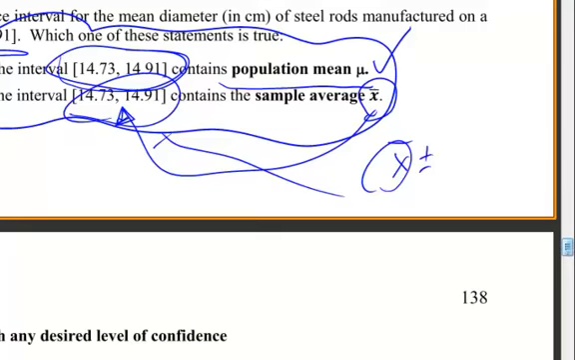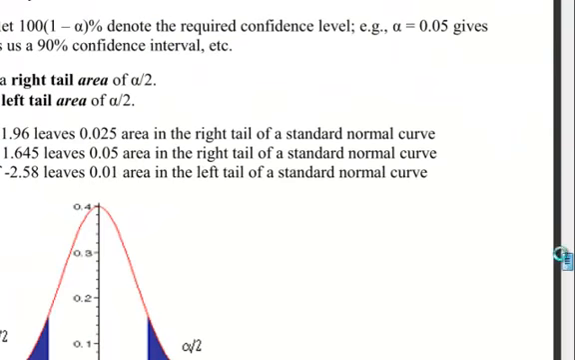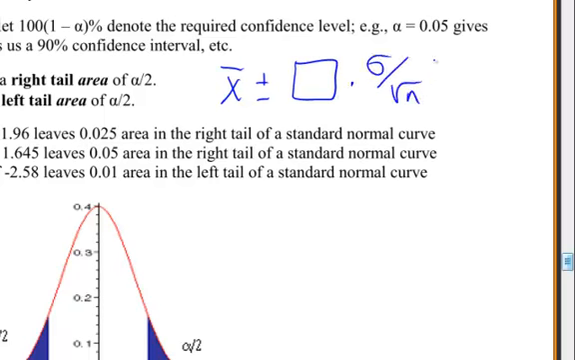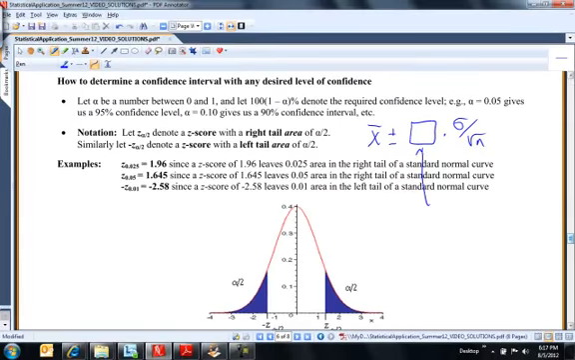So let's go down. How to determine the confidence level. Right now, you know a confidence interval will be x bar plus or minus so many standard deviations times whatever the standard deviation is. But this value depends on how much confidence you want.